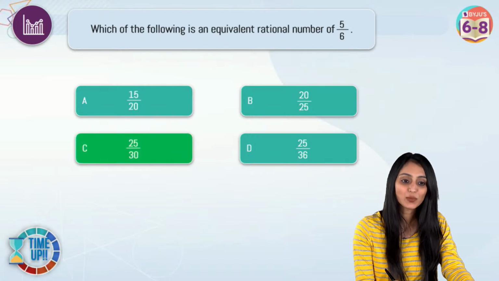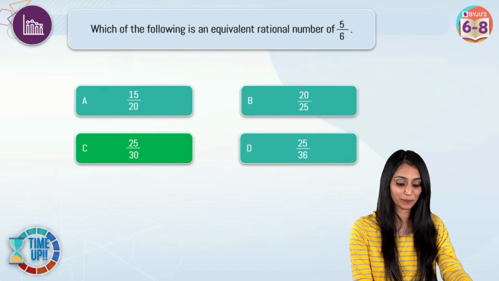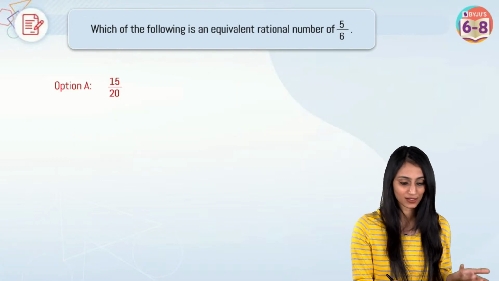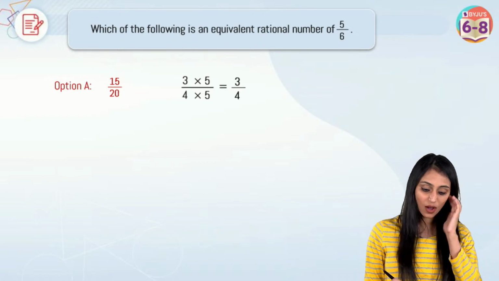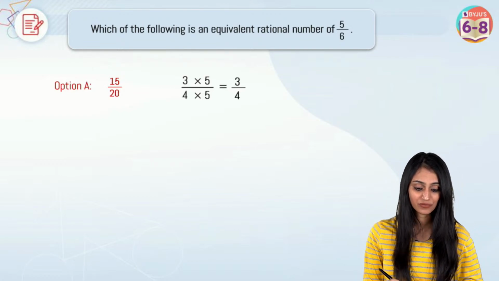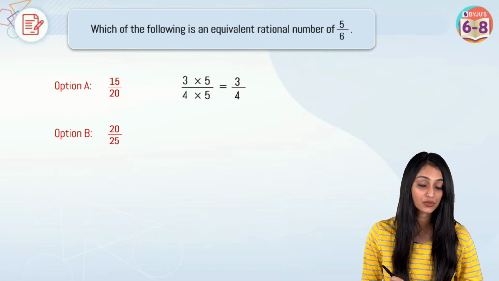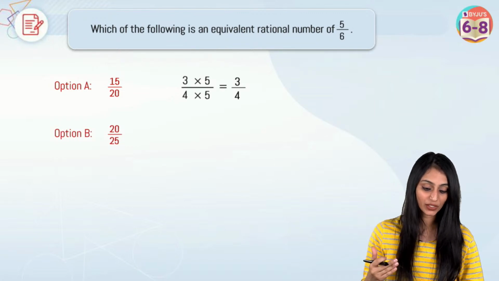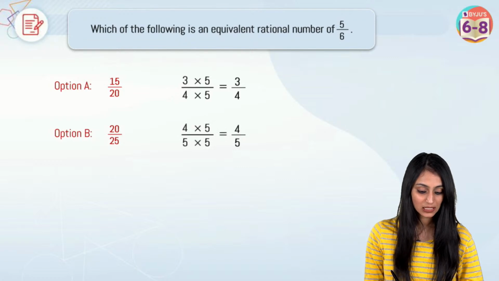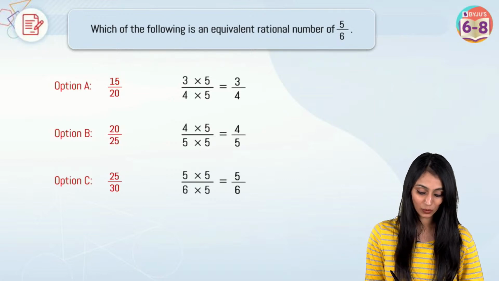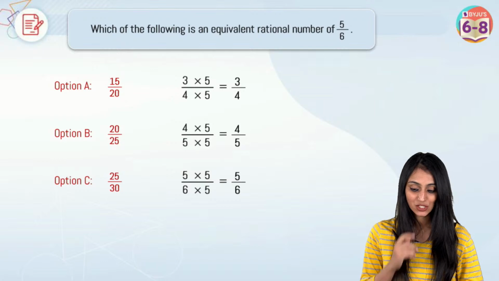Okay, let's check the answer. Time is up. Option C, absolutely, that's 25 by 30. But still, let's quickly take a look at the solution, though you know it, because you have given the right answer. If I talk about the equivalent rational number to 5 by 6, for option A, 3 by 4, if I multiply numerator and denominator by 5, and similarly for option B. For option C, this is 5 by 6, and when you multiply the numerator and denominator by 5, you get 25 by 30. So that's the right answer.